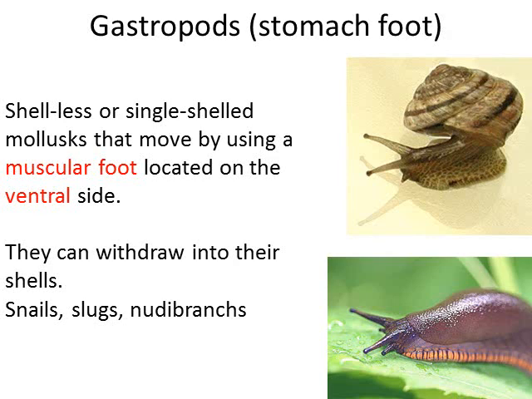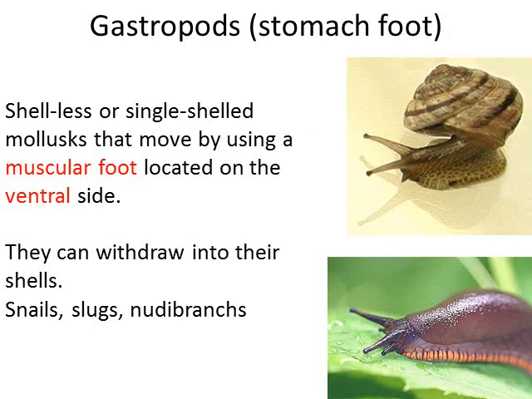Okay, so let's talk about the major groups of mollusks. So the first one would be class Gastropoda. And Gastropoda, the gastro refers to stomach, and the pod or poda refers to foot. So these are the stomach foot mollusks. So these can be shell-less, as we see with slugs, or they can be a single-shelled mollusk like we see with snails.